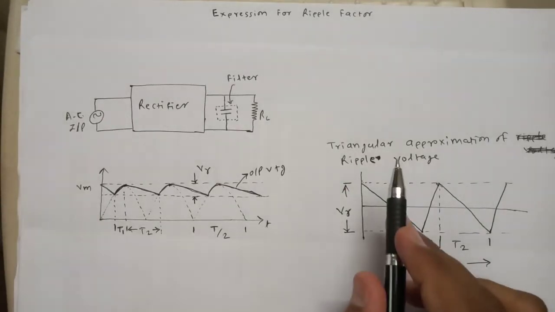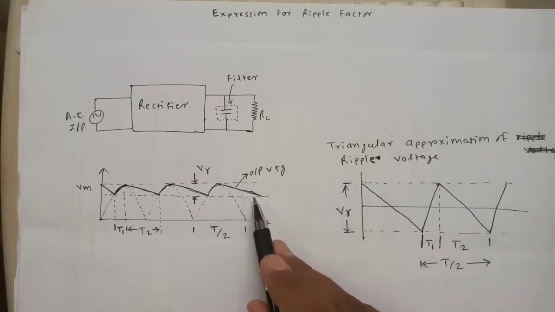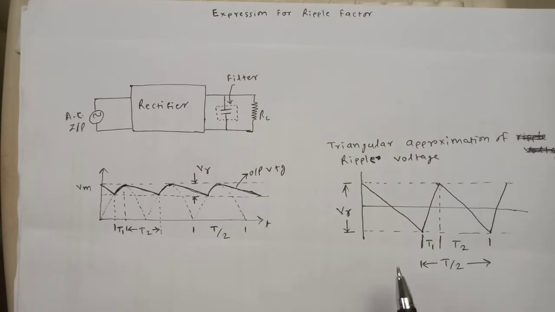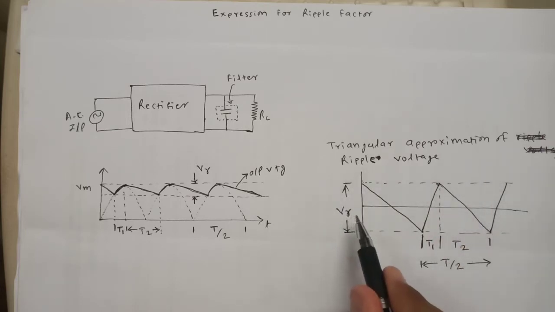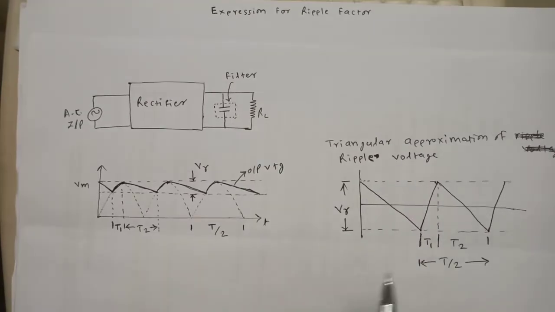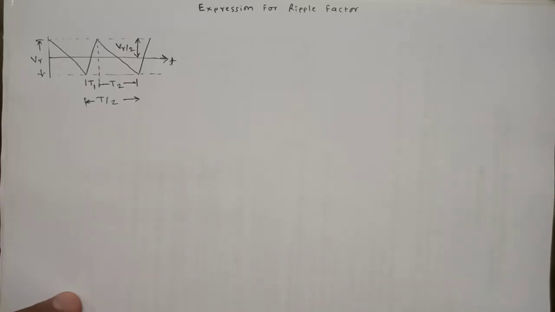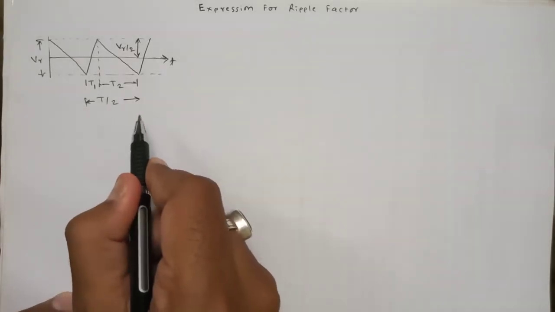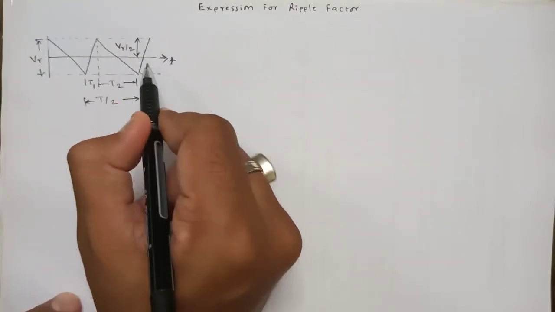So these waveforms I am calling a triangular approximation of ripple voltage. This ripple voltage I have approximated in terms of the triangular waveform. Now if you understood this, we are actually interested in finding out the equation for this waveform. From here onwards I am going to consider this waveform and remove all these other things. As we know, this is peak to peak VR, so that's why it will be VR by 2.